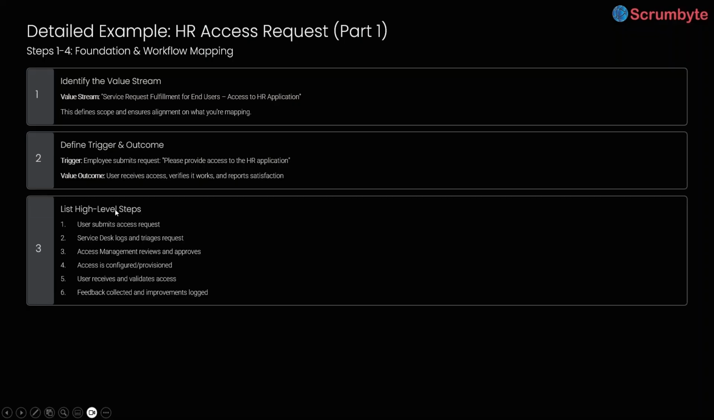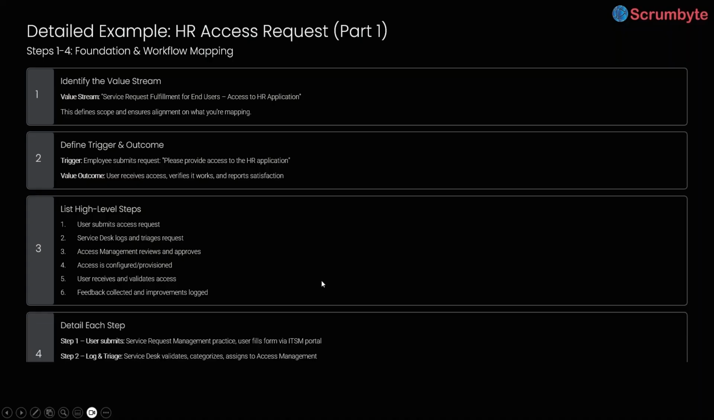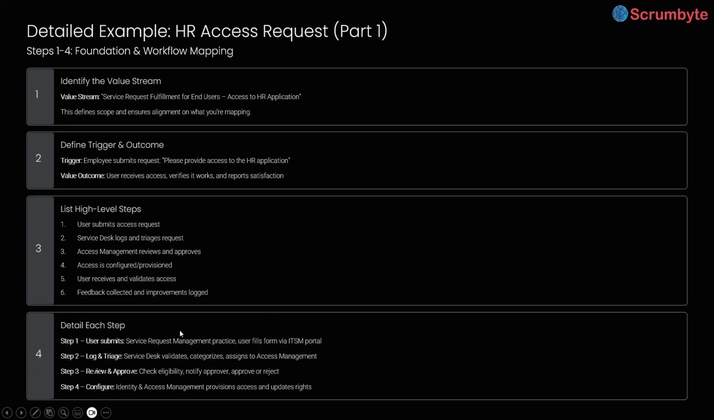What are the high level steps? Here you can see we've already gone through this multiple times. So this is just a way of writing it down. You can always pause the video to read through it, but I'm not going to repeat this. It's the same thing. And then here you see detailing each of the steps. User submits, service request management practice. So you're actually identifying the practice and you're saying that the user has to fill a form via the portal. Log and triage. Here it is the service desk which is validating, categorizing the request, and assigning it to the access management team.